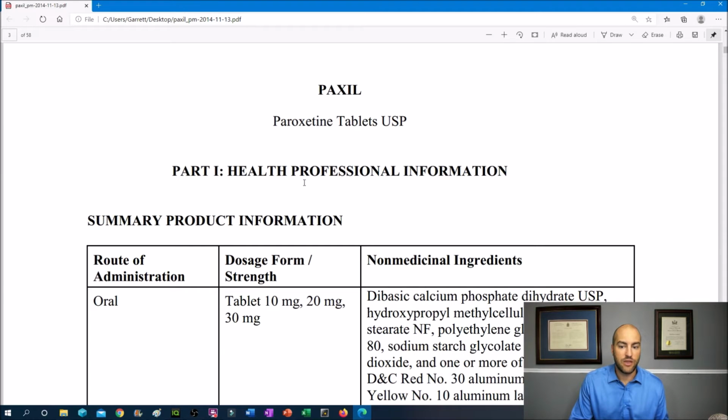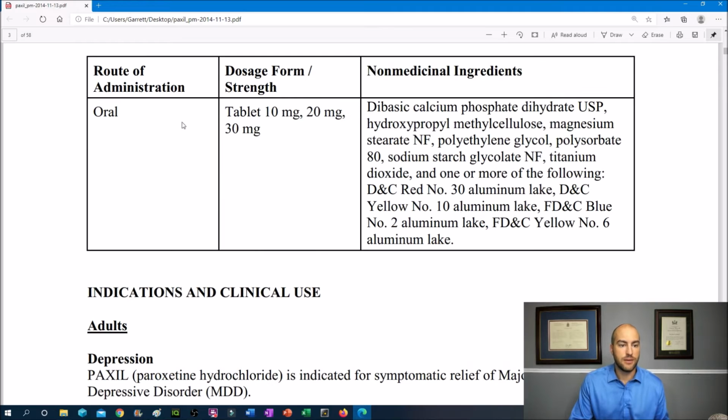So here we have the health professional information. The route of administration would be oral. So I said it's available as a tablet. You can see here, again, 10 milligrams, 20 milligrams, and 30 milligrams. I don't think it's too important to go over the non-medicinal ingredients here, but if you're interested in that, just look up the product monograph and take a look at those.